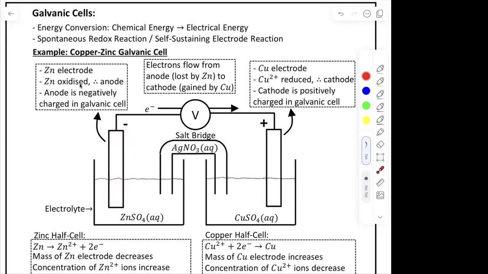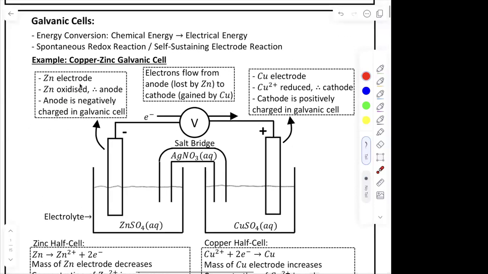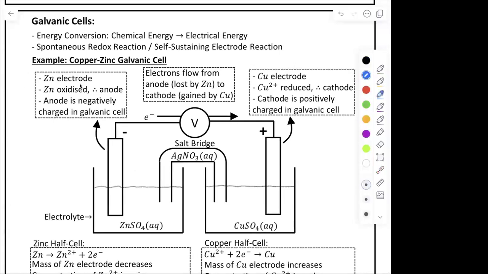Now, zinc is oxidized, right? So that's going to be our anode, because remember we said anox. Anox means the anode is where oxidation happens. Now, what do I mean by oxidation? Remember, going back to our definition, oxidation is the loss of electrons, right?